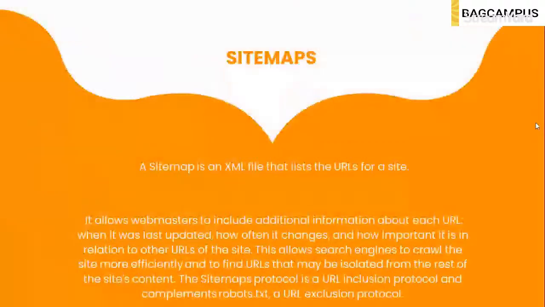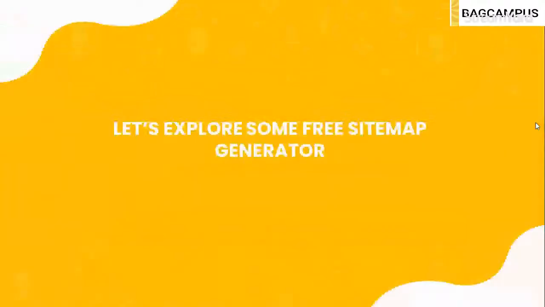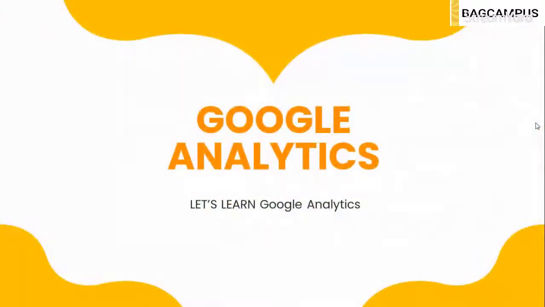Later, in yesterday's session, we discussed sitemap. We discussed that a sitemap is an XML file that lists the URLs for a site. Also, we developed one sitemap and uploaded it to Google Search Console, right? So it helped in getting indexed. Now we have to move to Google Analytics. So let's learn Google Analytics.